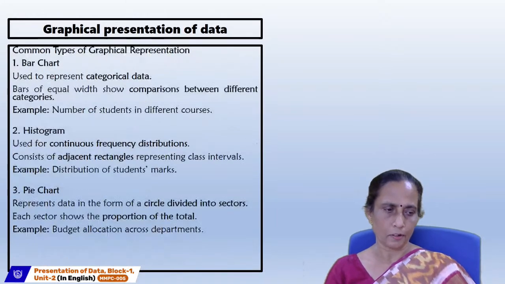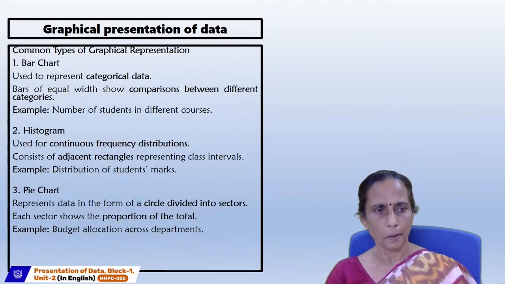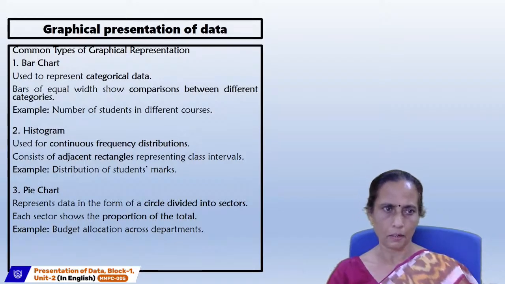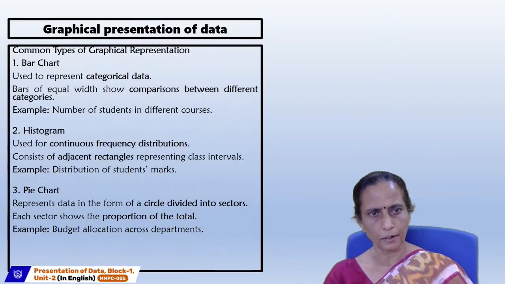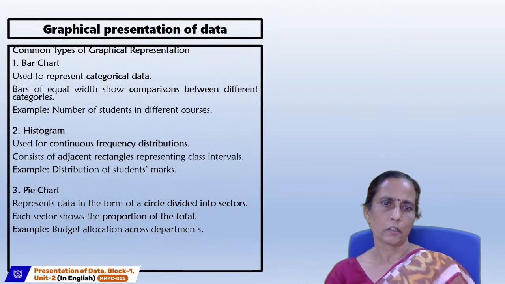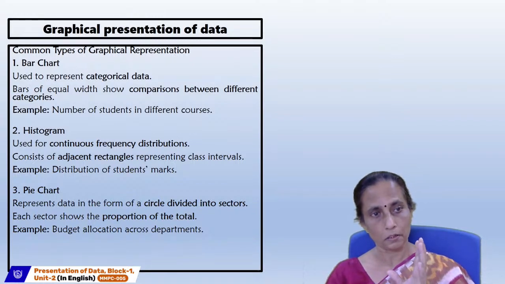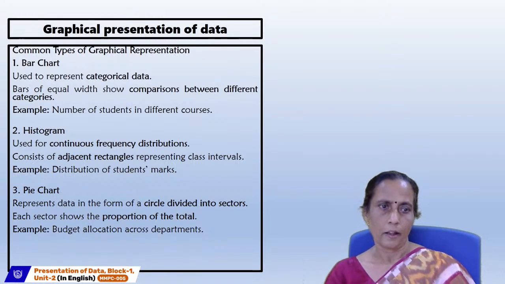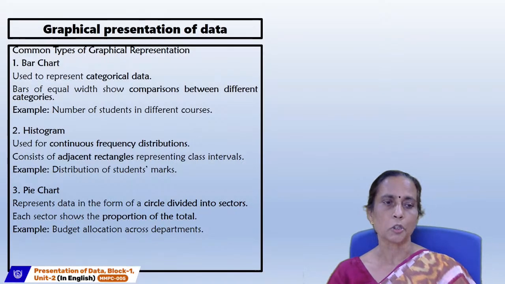So common types of graphical representation are, first, the bar chart, used to represent categorical data. Over here, the male may be one bar, the female may be another bar, children may be another bar. So bars of equal width show comparison between different categories. The number of students in different courses in any university can also be presented as a bar chart. And one more sort of bar category is the histogram.